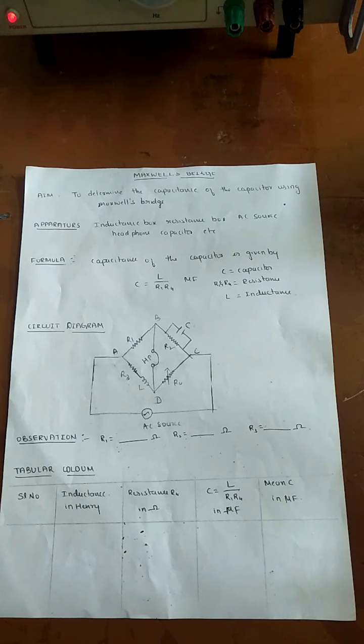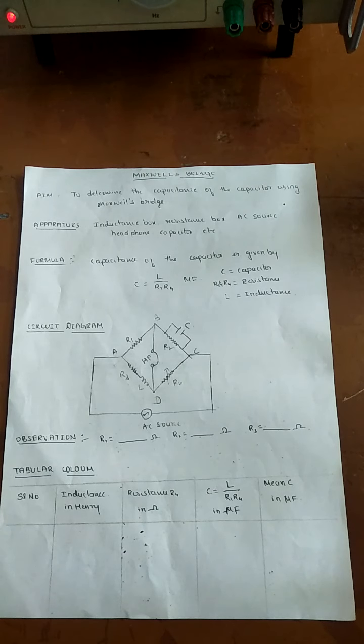Today for BSc VI we'll discuss the Maxwell's bridge experiment. Let us see the aim of the experiment. The aim of the experiment is to determine the capacitance of a capacitor using Maxwell's bridge. In this experiment, we'll find out the unknown capacitance of the capacitor by using Maxwell's bridge.